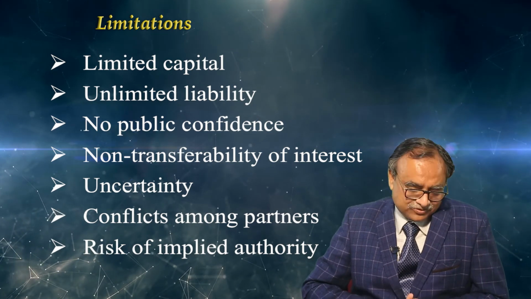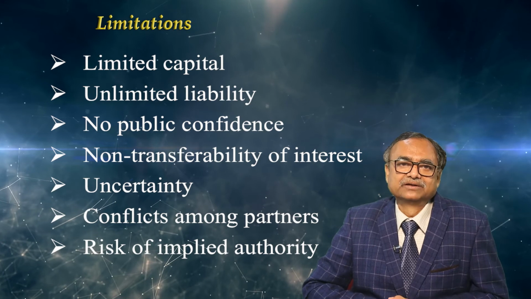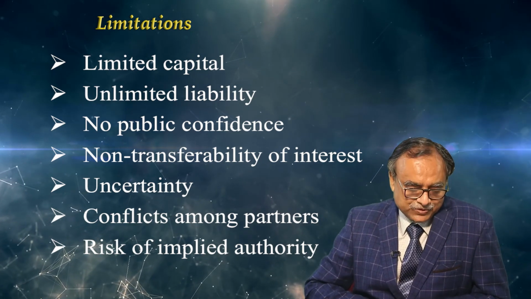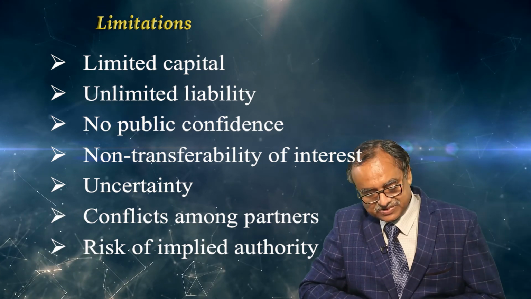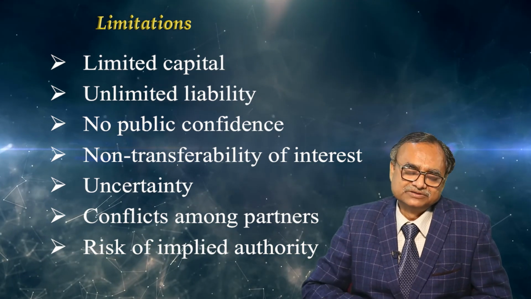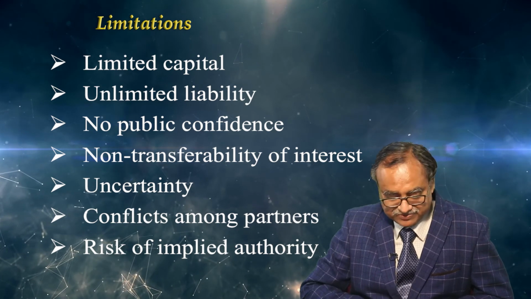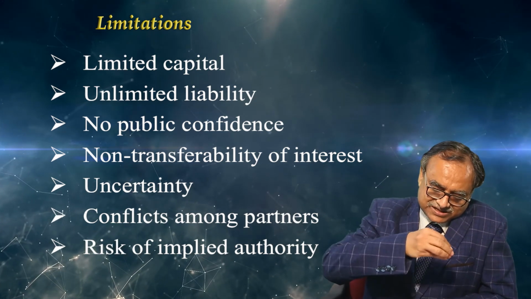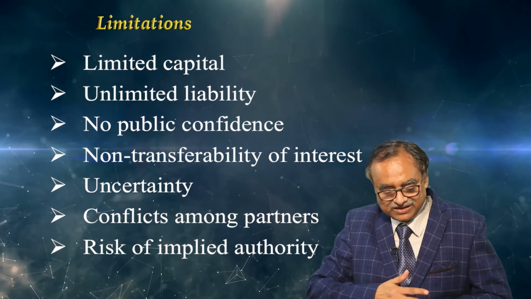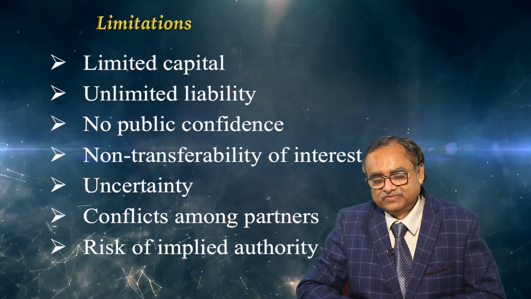Next is uncertainty. As you must be knowing, there may be sudden death, lunacy or insolvency of the partners. If such death or insolvency comes into the picture, that may lead to dissolution of the partnership. As a result, this creates uncertainty in the continuity of the partnership firm. Next is conflicts among partners. As you all know, the maximum limit is 50. So there may be misunderstanding and miscommunication among the partners, and if that prevails, there may be delay in decision making, which may ultimately lead to the dissolution of the firm also.